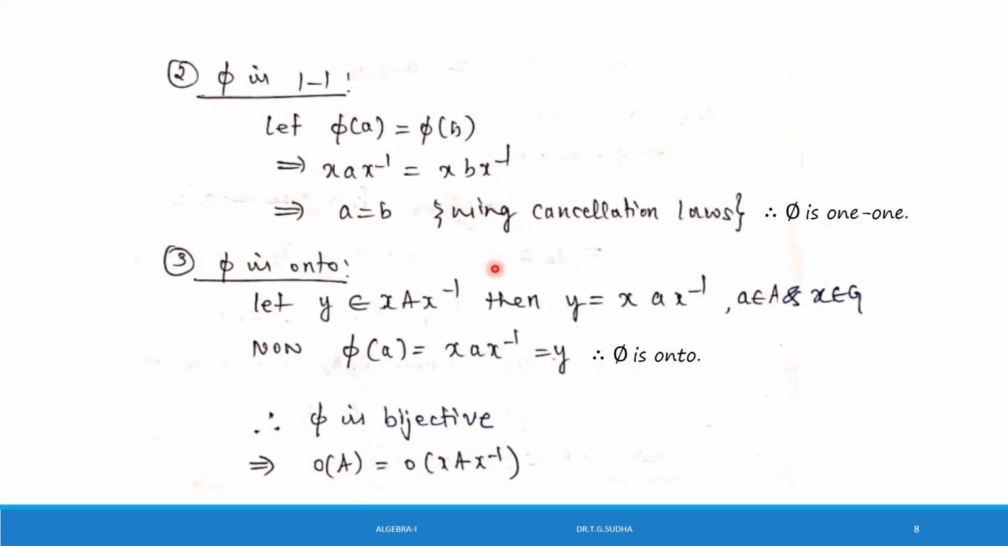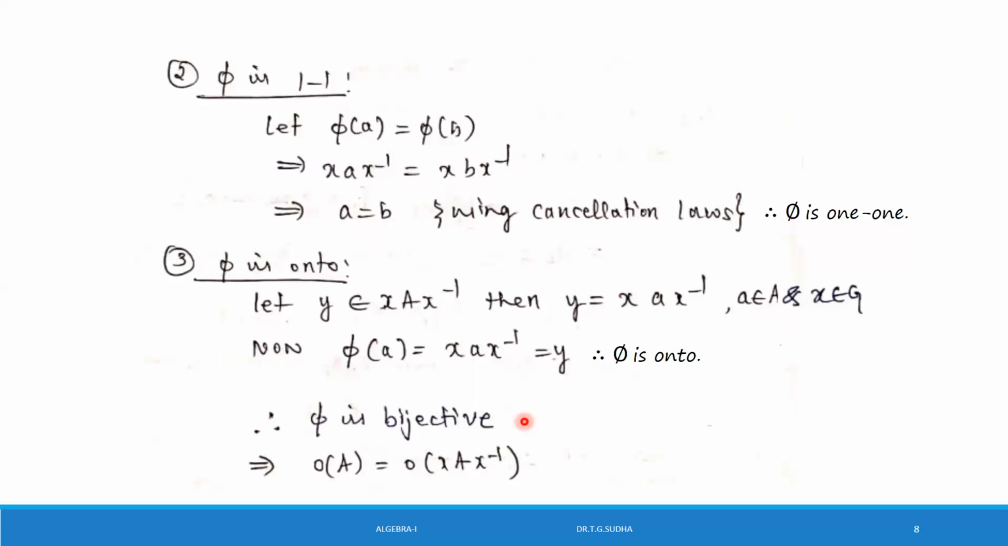Now to prove that it is onto, let us take an element y in the codomain, that is x A x inverse. Since y belongs to x A x inverse, y can be written as x small a into x inverse, where a belongs to A and x belongs to G. So for any y in the codomain, we have found an a in the domain such that phi of a is equal to x a x inverse, and that is y. Therefore, phi is onto. Since phi is 1, 1 and onto, phi is bijective.